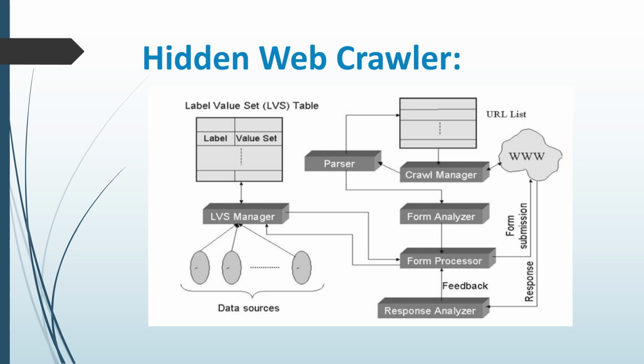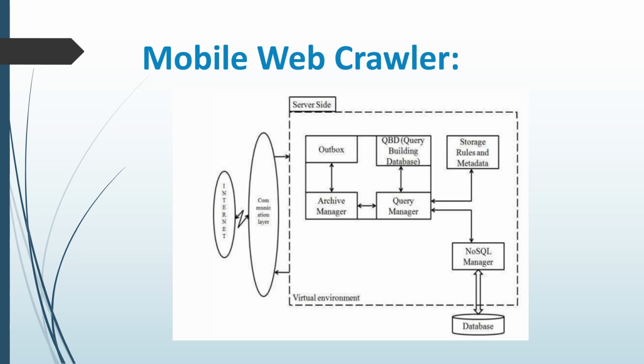The label value set table values are assigned to the different form elements and submitted to the web by the form processor. Web response pages are analyzed by the answer analyzer, and this information is used as feedback for the next iteration. When the links or the response pages are found, they are added to the URL list and visited recursively. The next crawler, mobile web crawler.